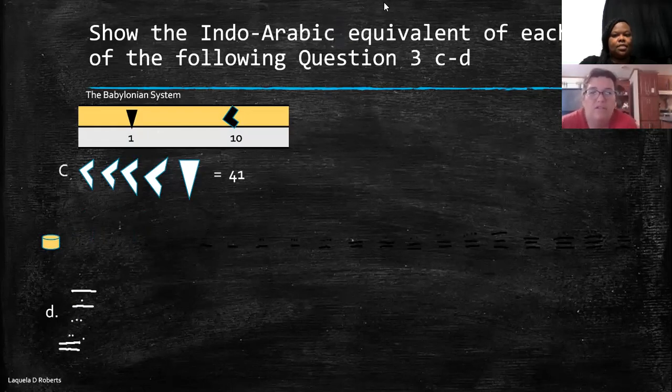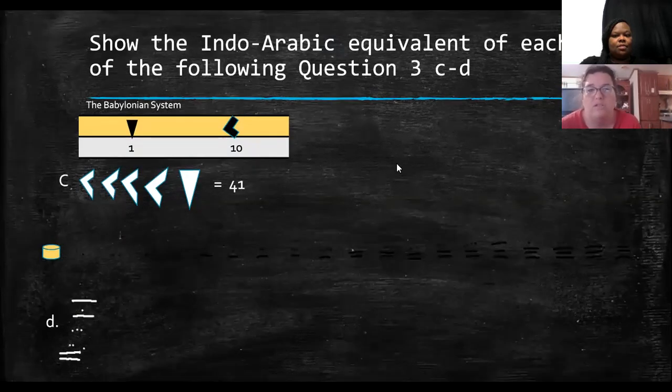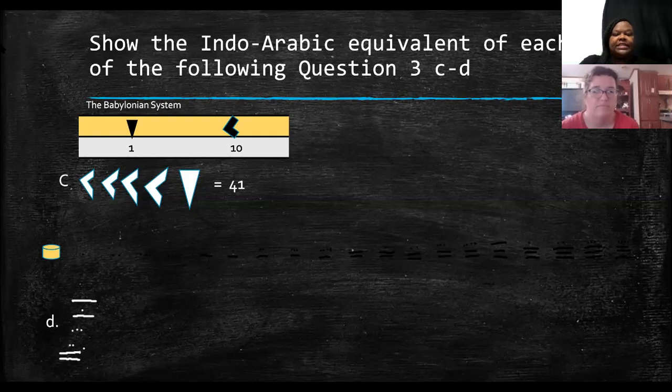Okay, so here is your Indo-Arabic equations, and here are 2 more for you. All right, so as we just saw with Miranda's, it's going to be about the same thing. As you see here, we have our side triangles, they look like little V's, and we have 4 of those. So each of those is 10. So that's 10, 20, 30, 40. All right. Then we have our triangle, which equals 1. So you add those up and you'll get 41.